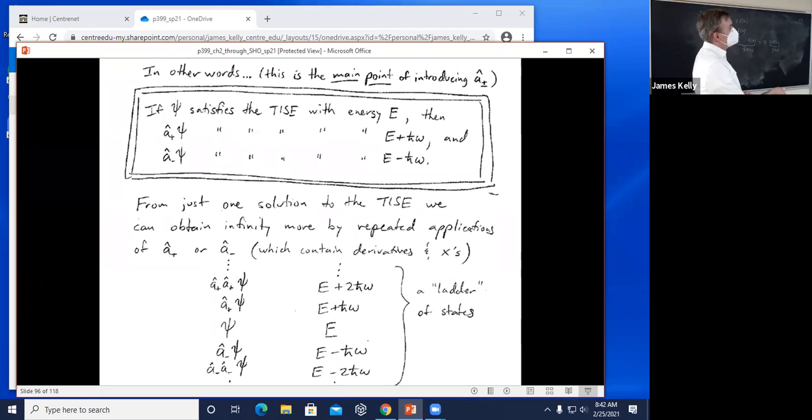Okay, so we just need one solution. We haven't found one solution, but we're about to get there. If we can get one solution, we can just keep going up and up and up and down and down and down, and we can get an infinite number of states, and we're just going to at least hope that those exhaust all of the available eigenstates. So it's just a question of whether they're complete or not. If they're not complete, then we're missing some of them.